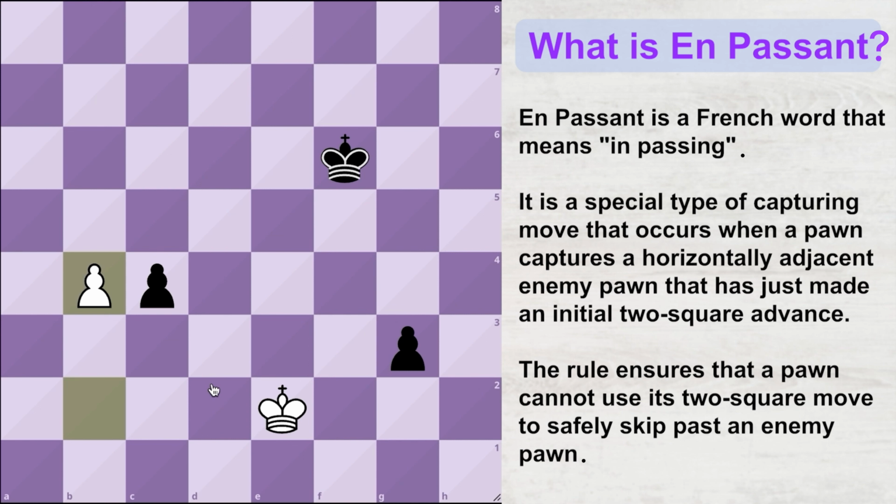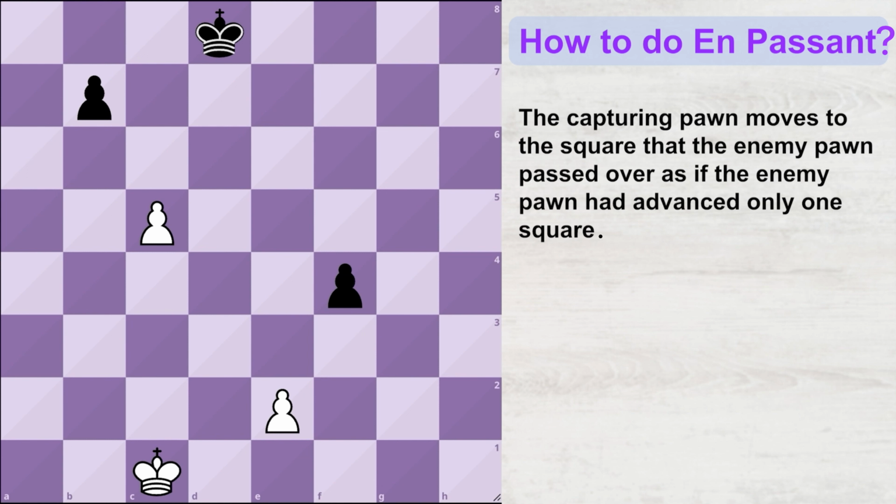And the en passant rule states that if a player tries to skip past an enemy pawn by moving 2 squares ahead, then the enemy pawn has the right to capture this pawn. So here in this case, if black wants, black can capture this pawn by the en passant rule. So the white pawn would go off the board and the black pawn would come on a square which the white pawn has just passed.